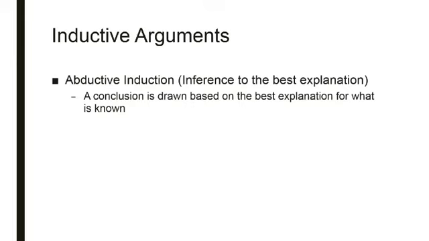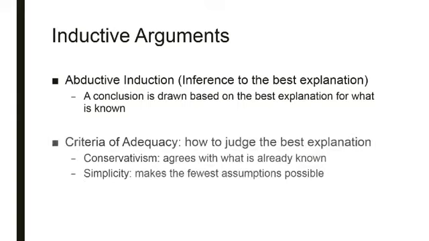When we try to come up with the best explanation, there are criteria of adequacy that we are supposed to use. This is how we judge the best explanation. And my suspicion is, if you paid attention in science class, these are going to be familiar to you. Conservatism and simplicity. Conservatism means that it agrees with what we already know. Okay? So a conservative explanation is going to be one that agrees with the things we already are aware of.